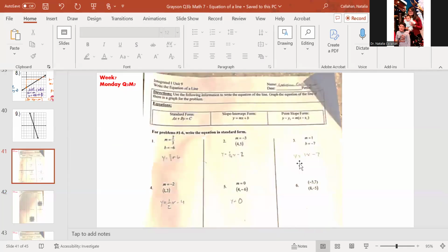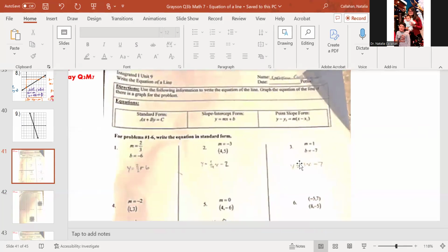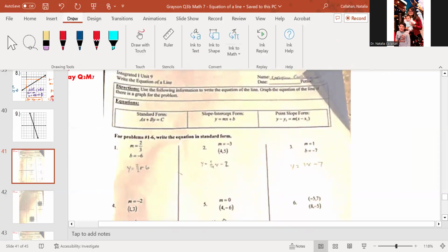Okay, so we have week 7, Monday, quarter 3, math 7. And remember the different equations. You have standard form. So remember what standard form, where's the x and y located?